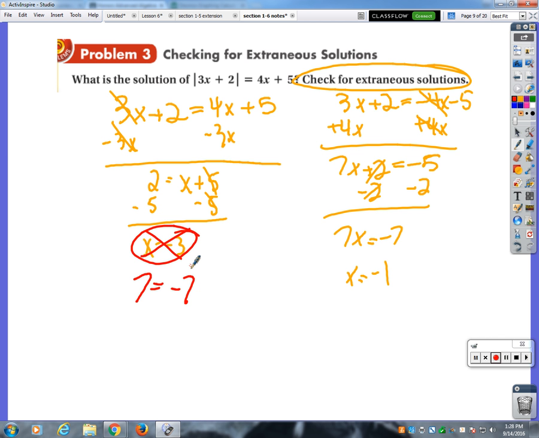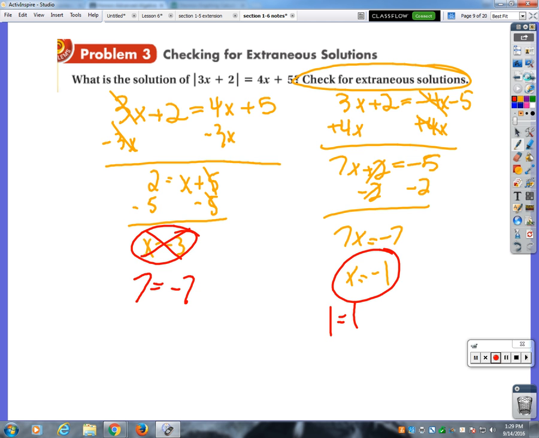Let's check this one right here. If I put negative 1 in here, 3 times negative 1 is negative 3 plus 2 makes negative 1, and the absolute value of negative 1 is 1. Then if I plug negative 1 in over here, 4 times negative 1 is negative 4 plus 5 is also 1, so that one works. So our only answer that actually works for this problem is x equals negative 1.